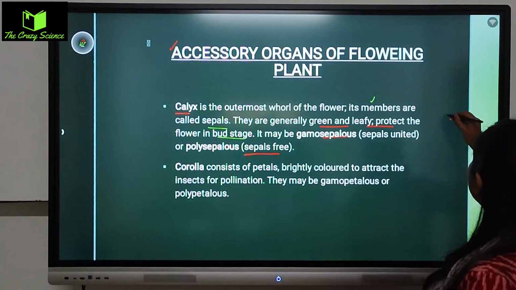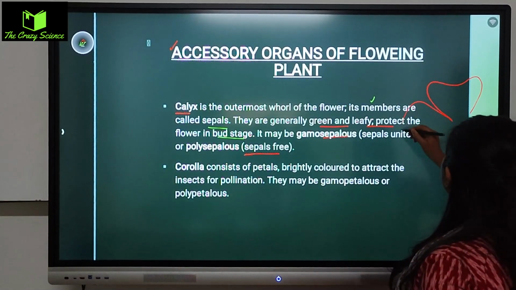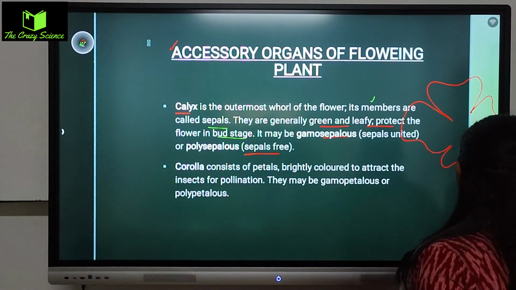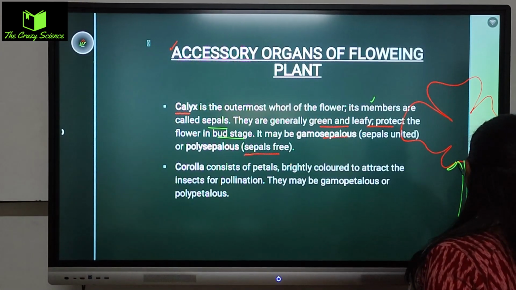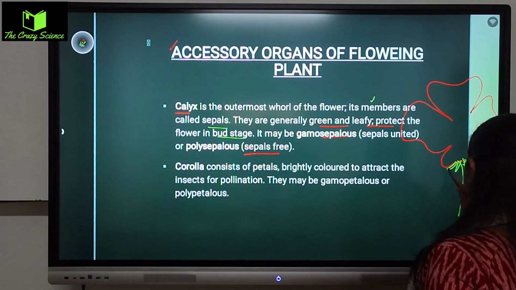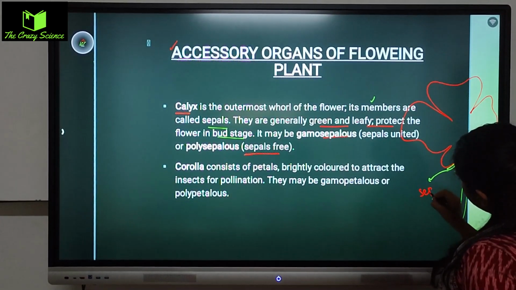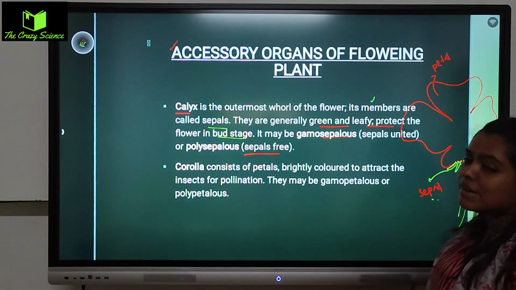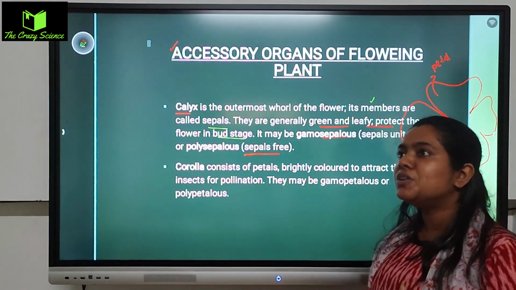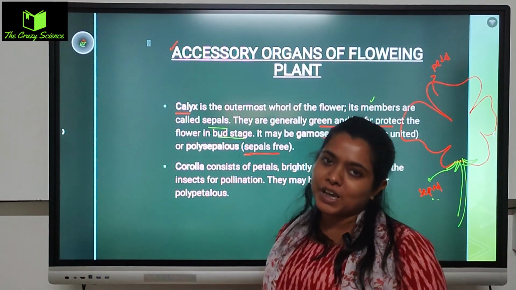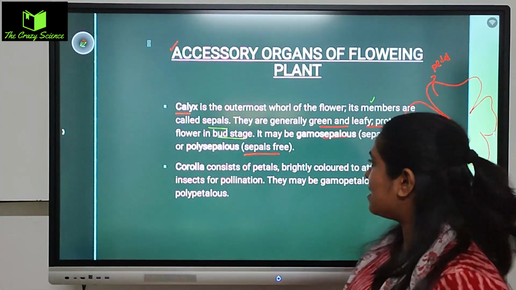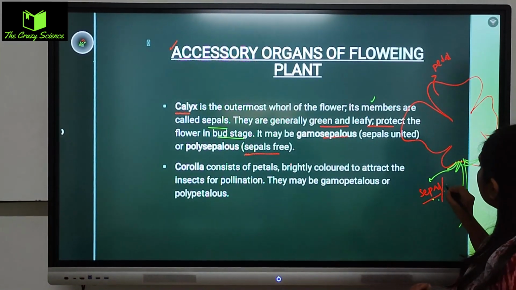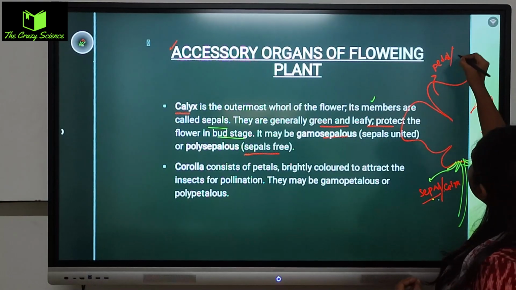So if I draw a flower here again, these are my beautiful petals. In the lower side you'll get to see this kind of structure. They are called the sepals, and these are called the petals. So sepals and petals are required to attract the insects to do the pollination easily, and also for the protection of the androecium and gynoecium of the flowering plants. Okay, so the sepals together we call calyx, and the petals we call corolla.